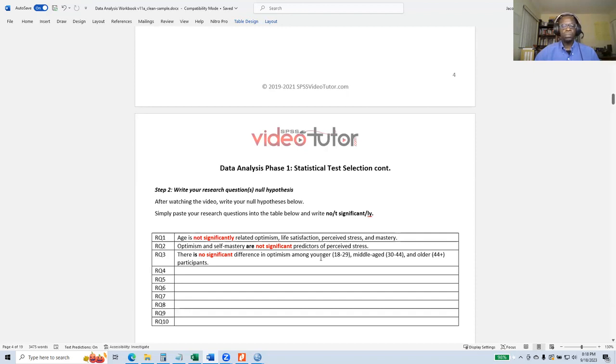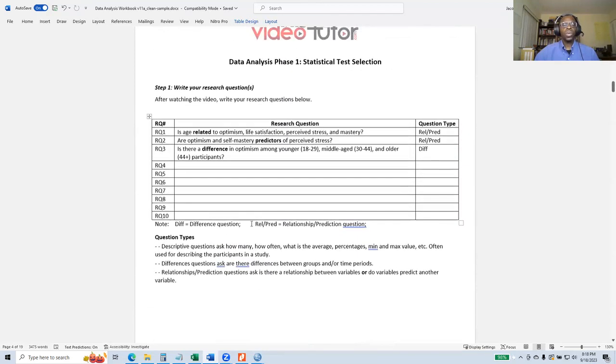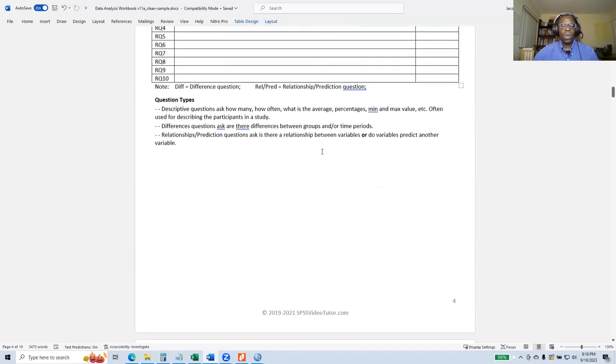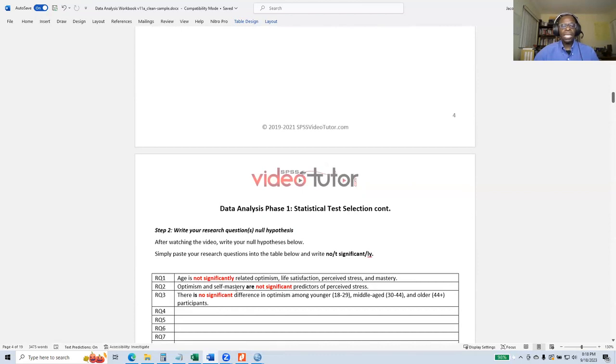Okay, good. So the second research question says, are optimism and self-mastery predictors of perceived stress? Null hypothesis says no, they're not. So how do we write that? Optimism and self-mastery are not significant predictors of perceived stress. If that makes sense, type in a 1. If it doesn't make sense, type in a 0.